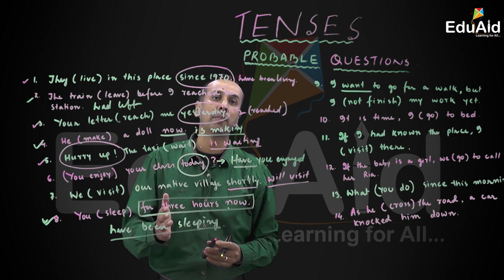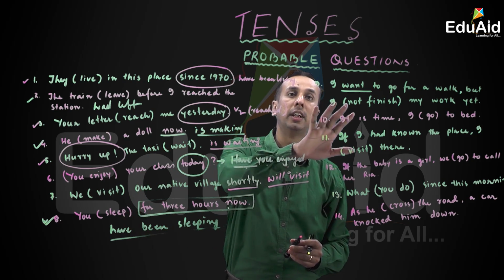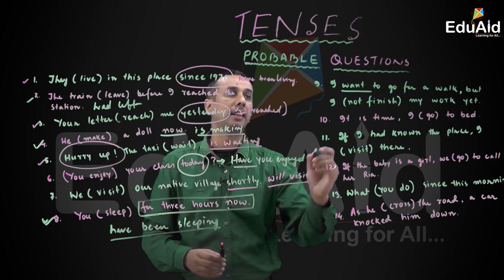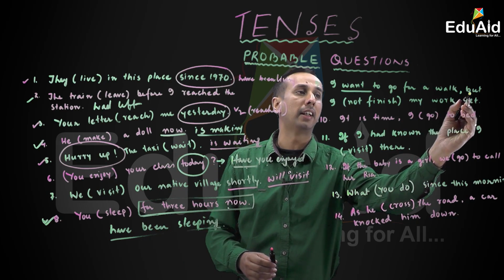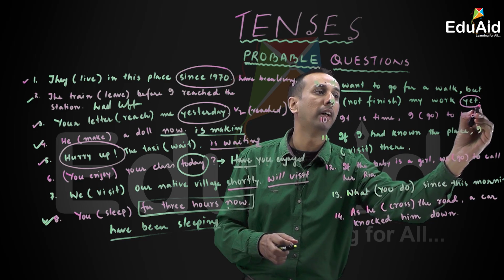We are talking about the present time. Look at these clues again, this will be the crucial point to remember while you solve questions on tenses. I want to go for a walk but not finished my work yet. Not finished my work yet.